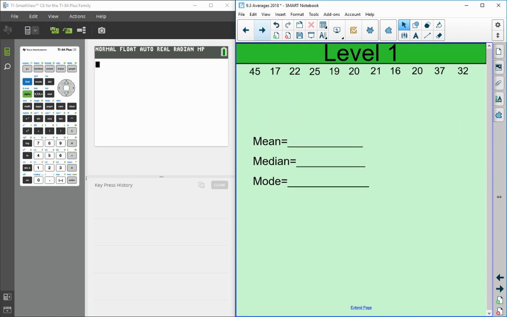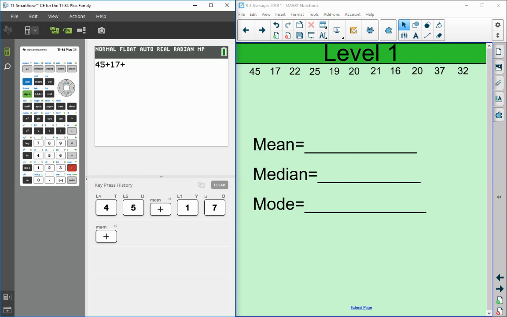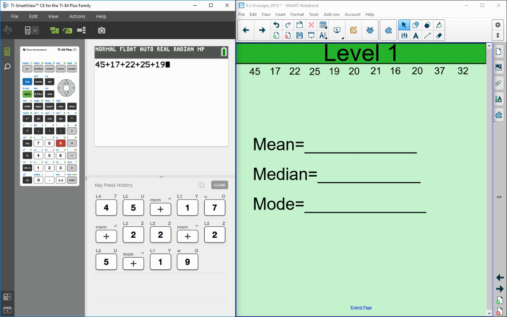Okay, so I just got an example here, and I'm going to put this down a little bit. We're going to find the mean, median, and mode. So first, let's start with the mean. In order to do that, I'm just going to add those numbers together. So 45 plus 17 plus 22. You could do this in your calculator while I'm doing it. 25 plus 19.